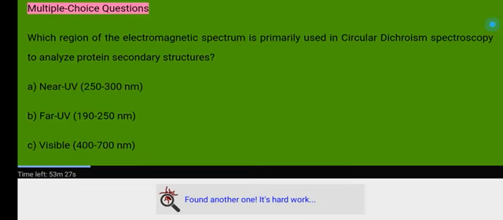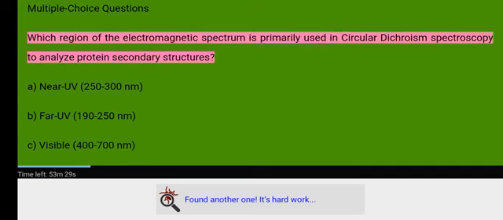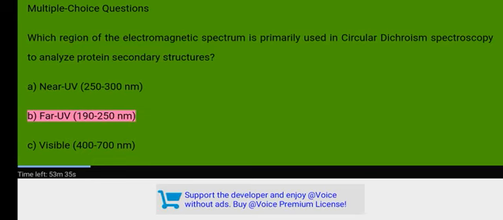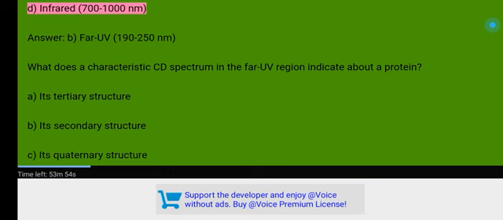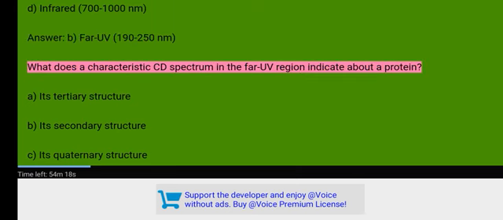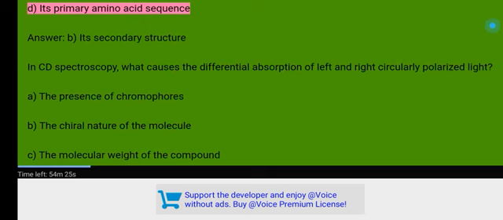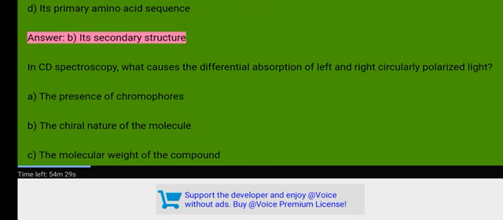Multiple choice questions. Which region of the electromagnetic spectrum is primarily used in circular dichroism spectroscopy to analyze protein secondary structures? A. Near UV 250-300 nanometers. B. Far UV 190-250 nanometers. C. Visible 400-700 nanometers. D. Infrared 700-1000 nanometers. Answer: B. Far UV 190-250 nanometers. What does a characteristic CD spectrum in the far UV region indicate about a protein? A. Its tertiary structure. B. Its secondary structure. C. Its quaternary structure. D. Its primary amino acid sequence. Answer: B. Its secondary structure.